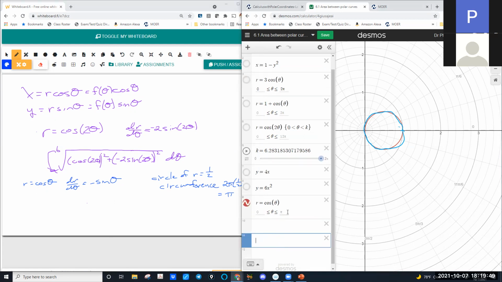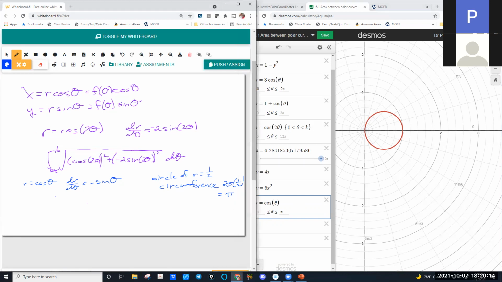Something else to notice. Check out here that our limits are just 0 to pi to get all the way around the circle. If I go to 2 pi, I don't get anything different because I'm just going around the circle twice. See how it's thicker? So 0 to pi is enough to get around the circle. Why is that important? Well, that's going to tell me that my limits to get around the curve are just 0 to pi. And then we use our formula.